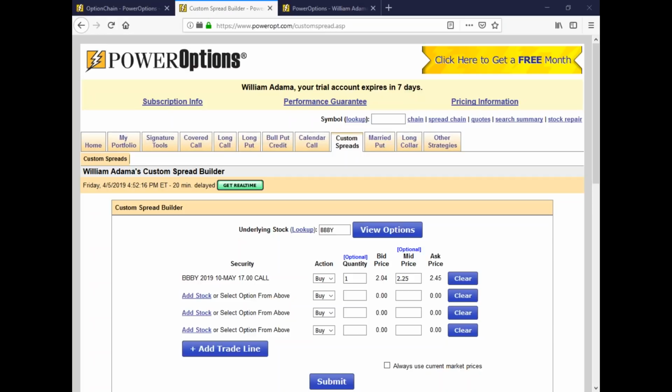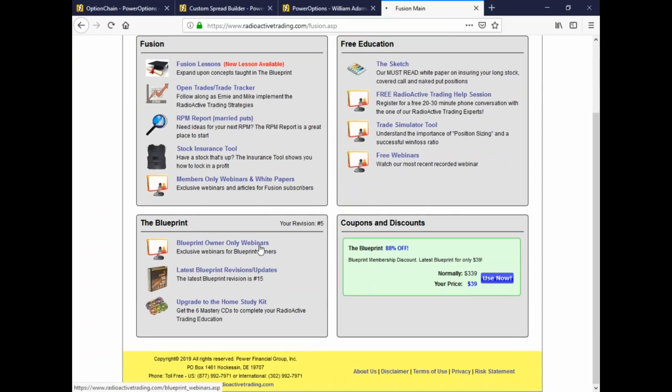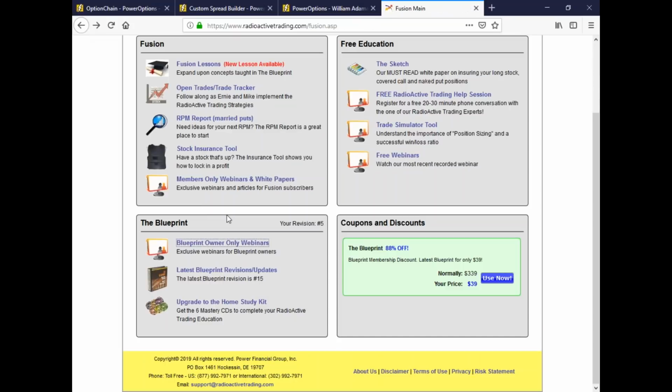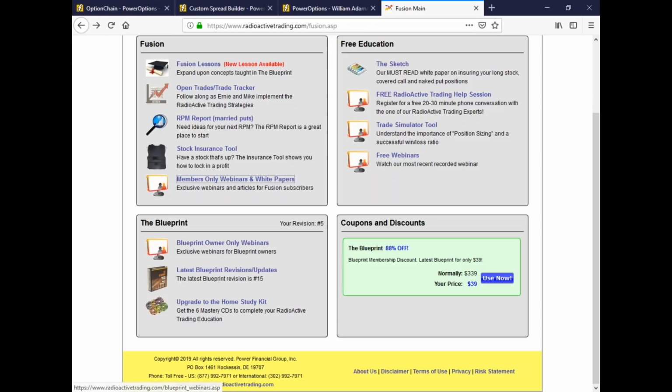All right, so for Blueprint owners and Fusion subscribers, the Blueprint owners only webinars, there's a brief discussion here on income method number 12, the first one that Kurt put together. And then for Fusion members, there's a couple different ones as well. Is this the one where it's playing the bear side, 5 ways to milk your RPM? Fencing it in was one of the original ones as well.